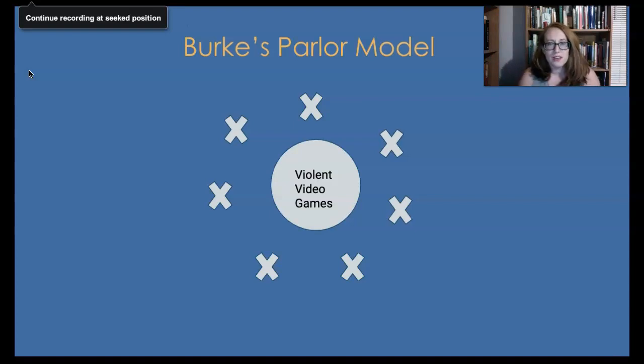I'm going to use violent video games in teens. I want you to think about these X's as groups of people in this conversation, people who have a stake in the issue. They care about this issue for a specific reason. So one group of people that might be involved in a conversation about violent video games in teens might be parents.